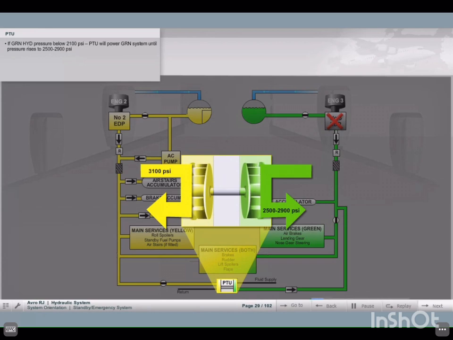Whenever green system pressure falls below 2,100 psi, the PTU will power the green system until pressure rises to 2,500 to 2,900 psi. No fluid is transferred between the systems, so the yellow system will not be drained if a leak develops in the green system.